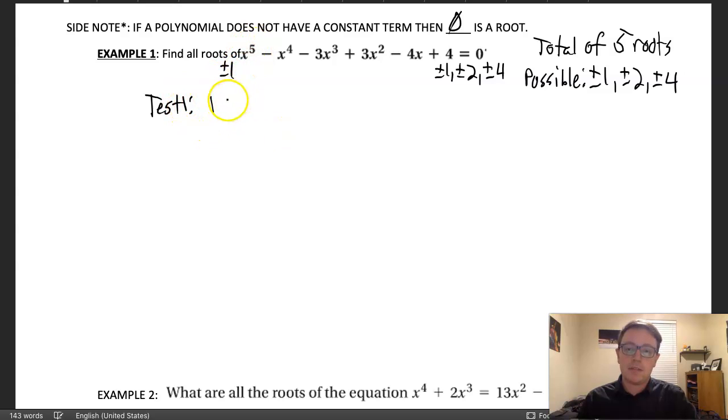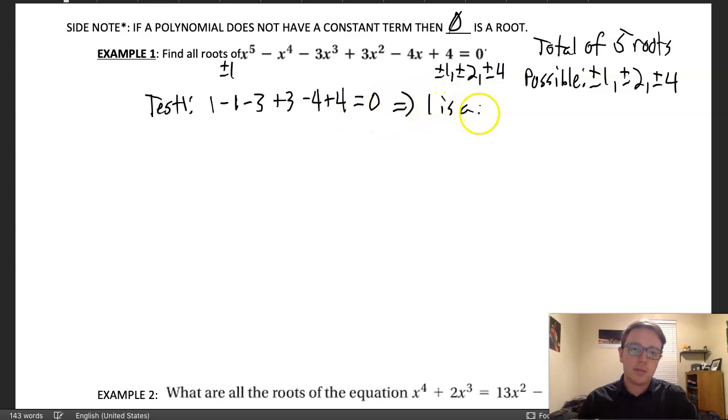So that's going to be 1 to the 5th minus 1 to the 4th. Remember, we're just subbing 1 in for x in this equation. Minus 3 times 1 plus 3 minus 4 plus 4. Put that into our calculators. We'll see that that is equal to 0. What does that mean? That means that 1 is a root.